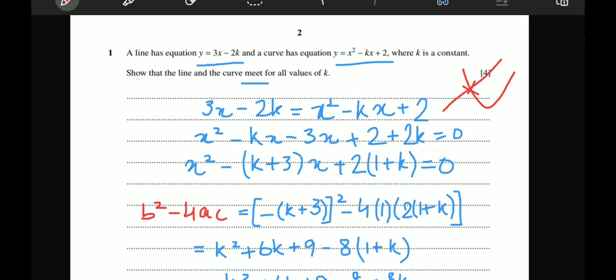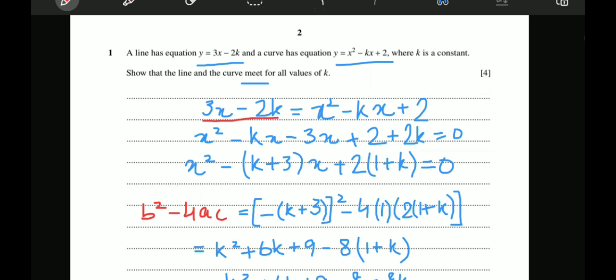They haven't mentioned how many points of intersection there are. If they had mentioned that there is one point of intersection, then we'd put the discriminant b square minus 4ac equals 0. Or in the other two cases, either greater than 0 or smaller than 0. But here they haven't mentioned, so we'll just find out b square minus 4ac. But before that, let's begin with equating these two equations and making it a quadratic in x.